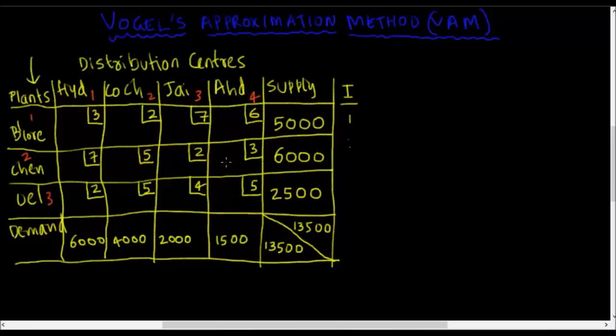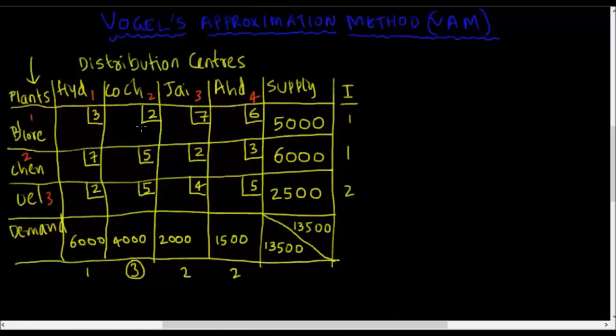So I'll find the penalties for each column and each row, and pick the highest penalty column or row. In this row it is 3 minus 2, 1. In this row it is 4 minus 2, 2. This is also called the penalty method because we calculate penalties and then decide which route to be allocated how many units. In this route it is 5 minus 3, 2. In this route it is 2. In this route it is 5 minus 2, 3. In this route it is 3 minus 2, 1. Among all these penalties, this is the one with the highest penalty.